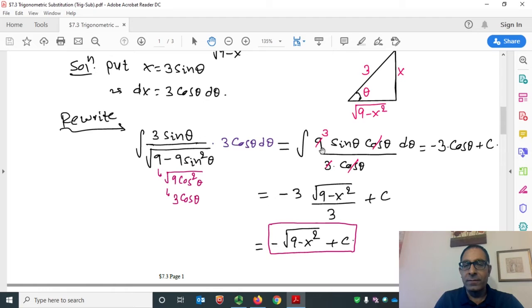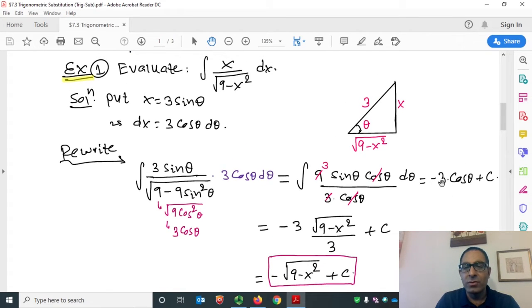Then the integral of 3 sine theta is negative 3 cosine theta plus c. We know the integral of sine theta produces negative cosine theta, right? And c is the constant of integration. Now let's reverse the substitution. So in the next step, negative 3 as it is.